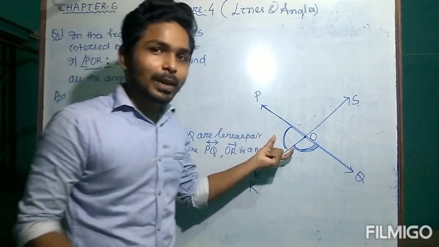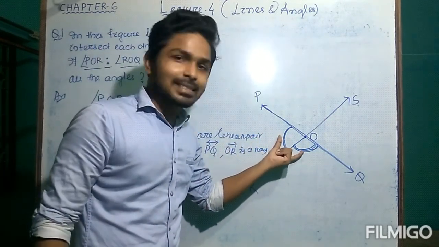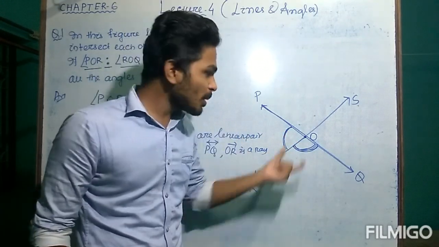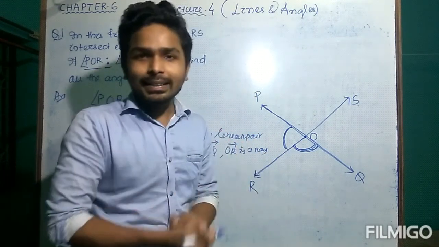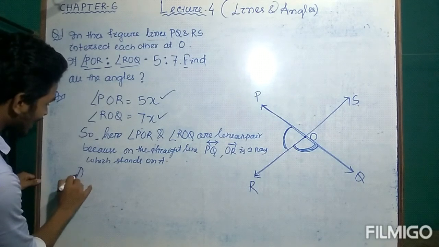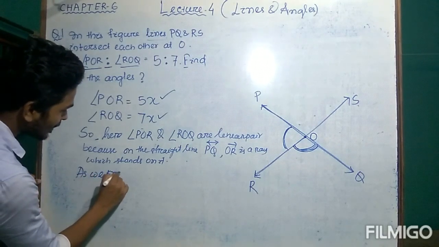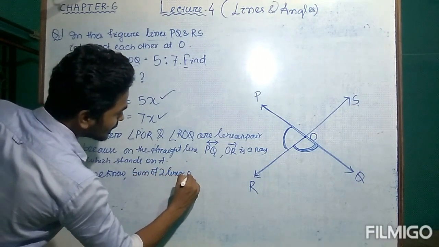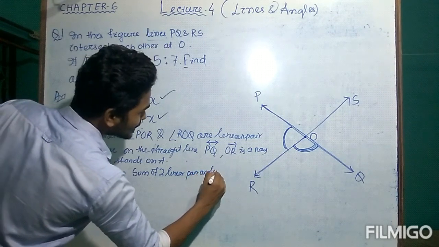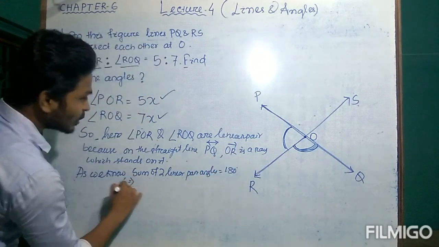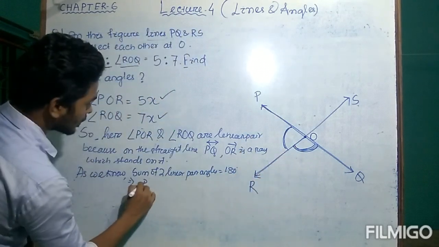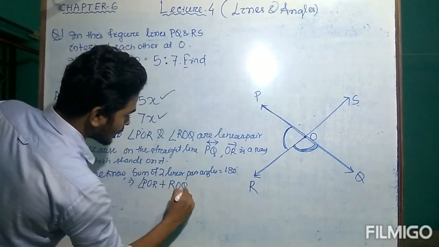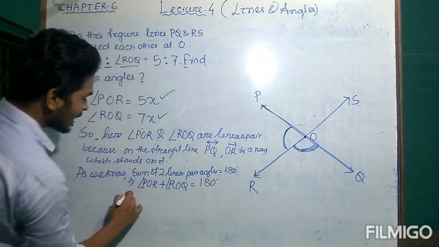And we know according to the axiom 6.2, if two angles are linear pair, then the sum of these two angles is equal to 180 degree. The sum of two linear pair angles is equal to 180 degree. Okay, so you can write, as we know, sum of two linear pair angles is equal to how much? Is equal to 180 degree. So here the two linear pair angles are POR plus ROQ is equal to 180 degree because they are linear pair.